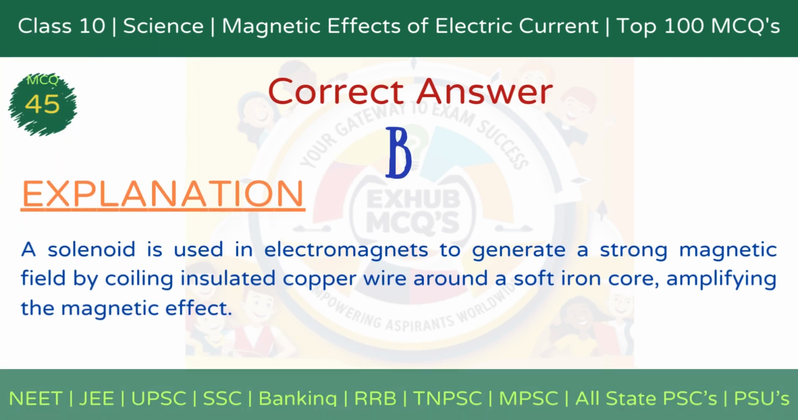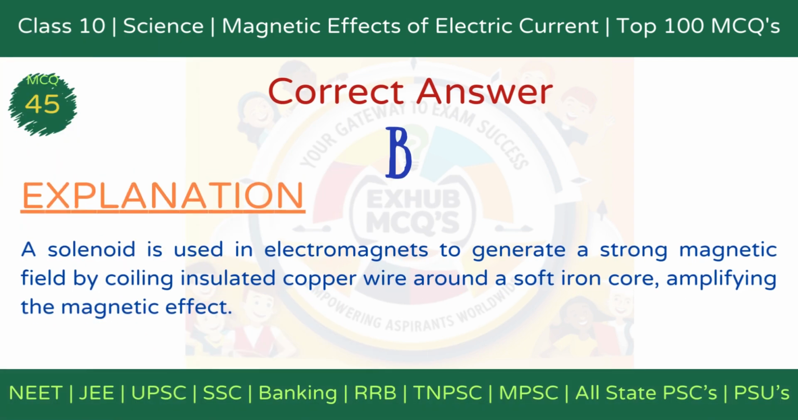The correct answer is option B, to generate a strong magnetic field. Explanation: a solenoid is used in electromagnets to generate a strong magnetic field. The coiled wire produces a field, and the addition of a soft iron core amplifies the magnetic effect.